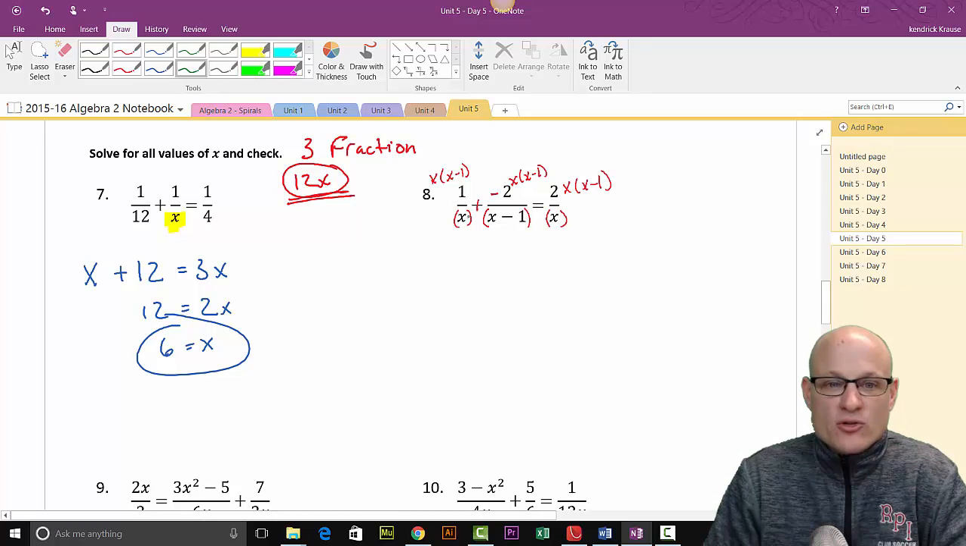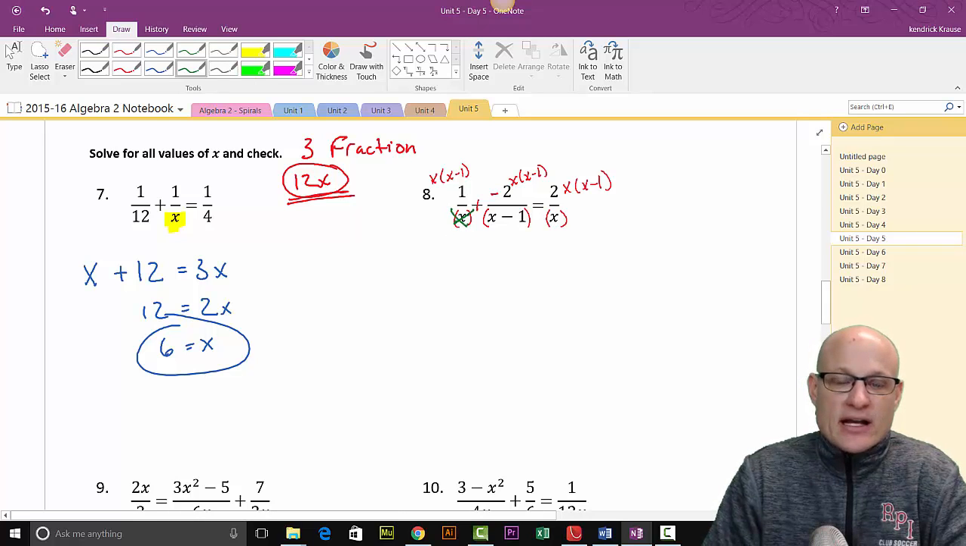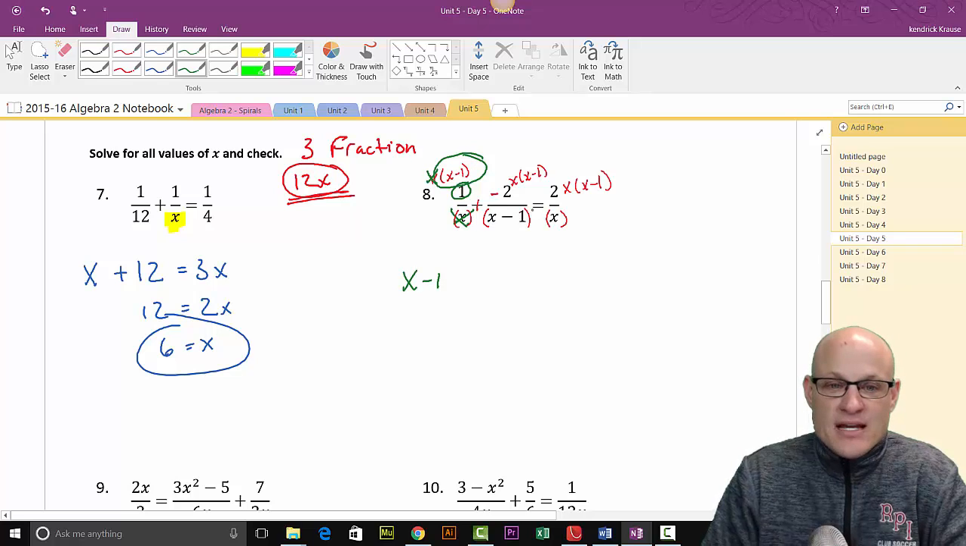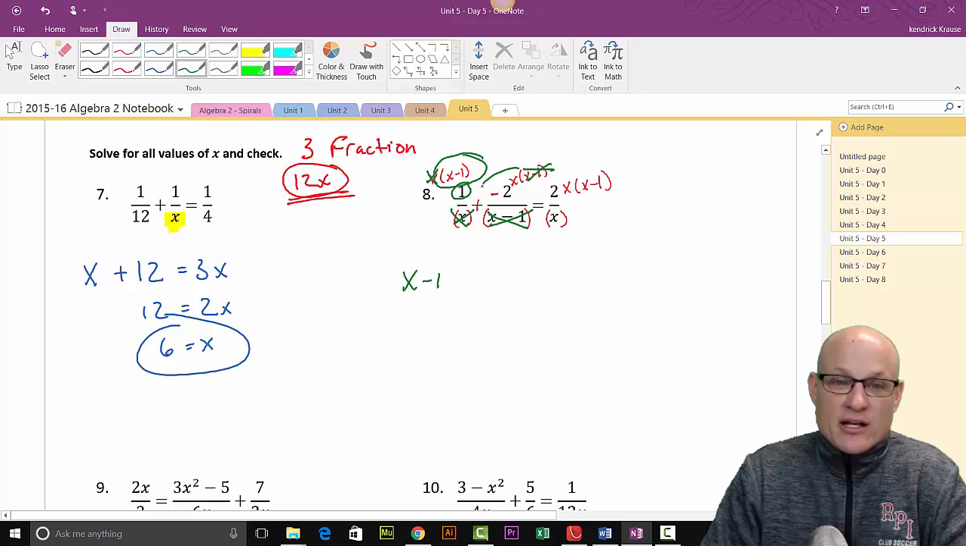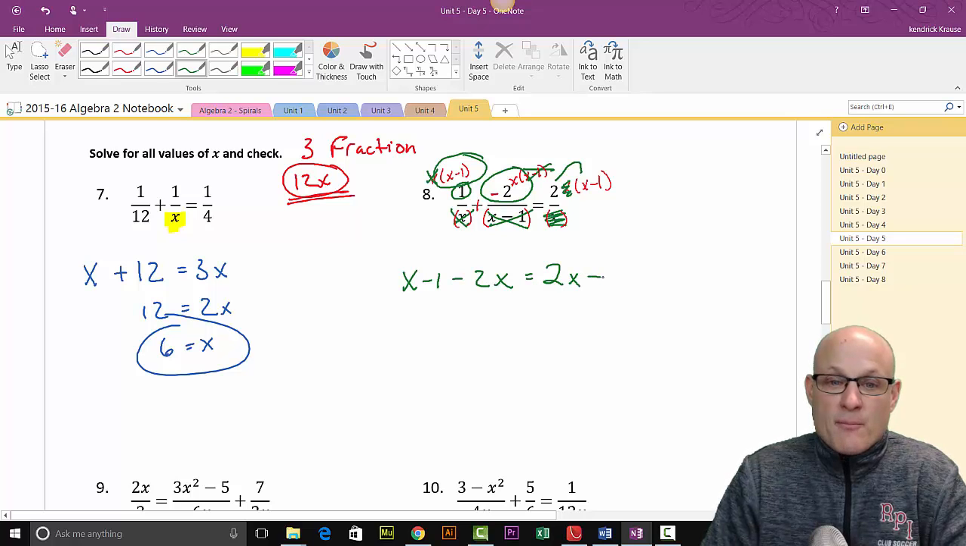All right, let's do a little Christmas cheer. This x cancels with this x. So I get 1 times this. Well, that's just x minus 1. Sort of boring. This x minus 1 cancels with this x minus 1, and I end up with minus 2x. This x cancels with this x, and now I got to distribute, so I get equals 2x minus 2.